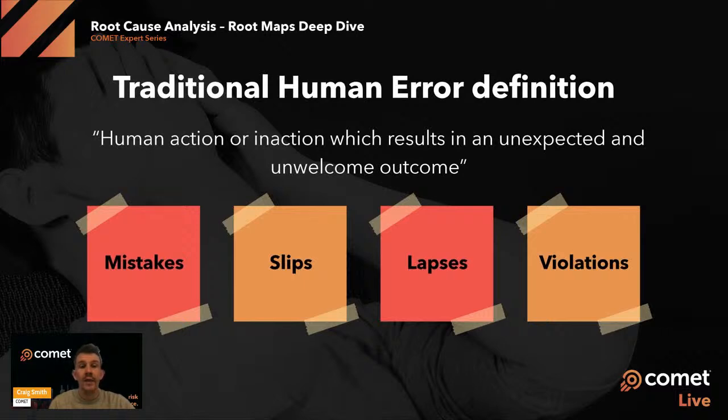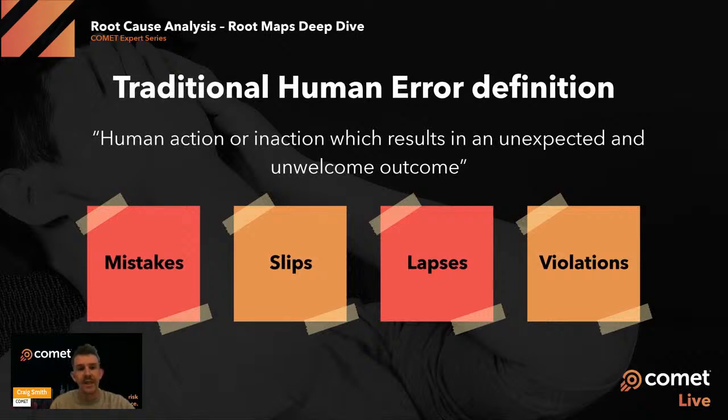Human action, or indeed inaction, which results in an unexpected and unwelcome outcome. And we quite often categorize these as mistakes and slips and lapses and violations. And to the untrained eye, you might be thinking, well, what's the difference and what do these things actually mean? It's a lot of fancy key words. But actually, open source, there's a lot of definitions and examples.